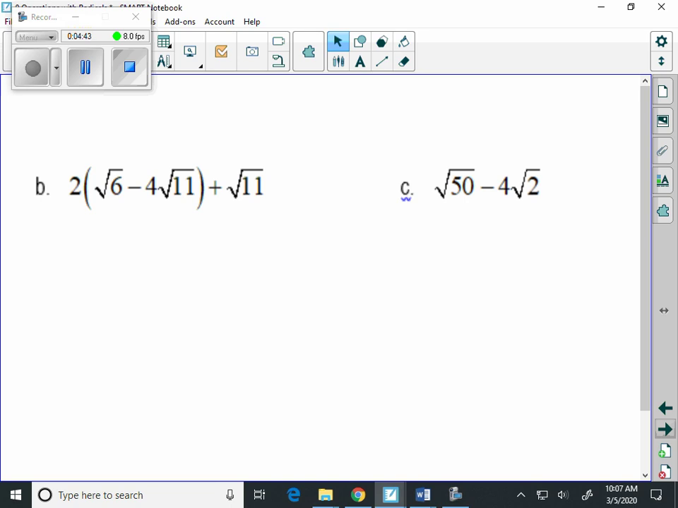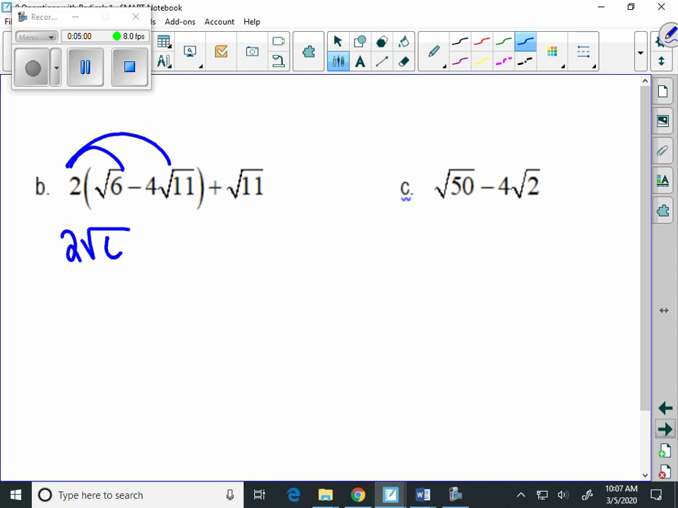If we look at letter B, I got a little bit ahead of myself, but we'll be okay. On this particular problem, what we have to do is distribute. And when we distribute, we're going to multiply 2 times the square root of 6. But when we distribute, we're going to multiply the numbers outside. This was like 2 times 1 to give us the 2. So over here, this is going to be 2 times 4 is 8, square root of 11. Again, we multiply the numbers outside of the square root. And then at the end, we have the plus square root of 11.